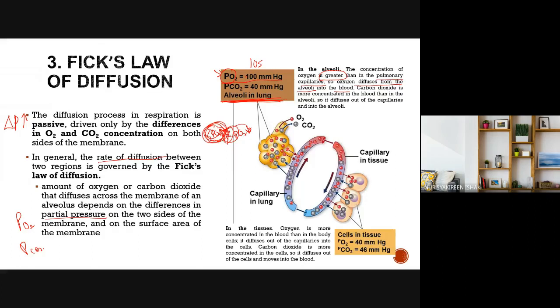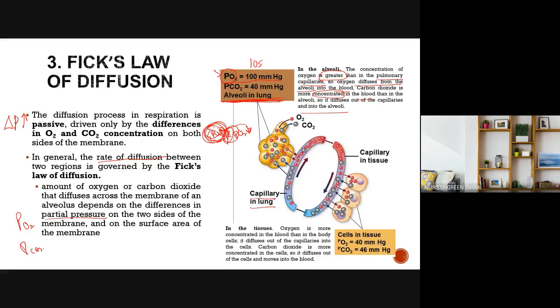But as for the carbon dioxide, it is more concentrated in the blood because it has just come from the systemic circuit. This is blood with a high concentration of carbon dioxide, so carbon dioxide from the blood will enter into the alveolus. Carbon dioxide is more concentrated in the blood than in the alveoli, so it diffuses out from the capillaries into the alveoli. Do you see?